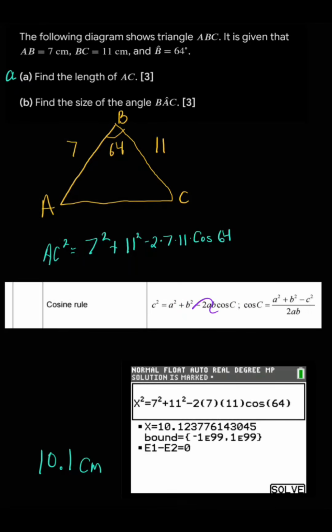For a squared and b squared, these are the two sides that we know that are beside the angle. So first side is 7 squared plus 11 squared minus 2 times a times b, times the cosine of C. C is the angle in between both of them, so 64. Using the numeric solver, I found out that the distance between A and C is 10.1, rounded to three significant figures, so 10.1 centimeters.